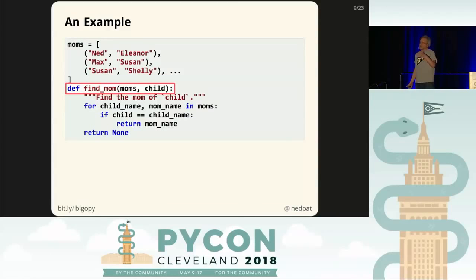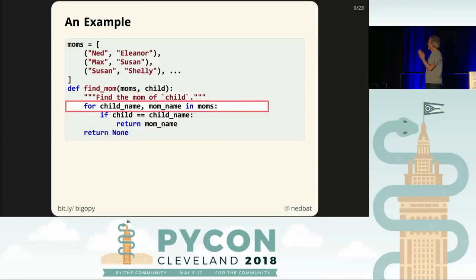Now, if you think about searching through this list, in some runs we'll find it in the first entry. In some runs, we'll find it in the last entry. So on average, in a typical case, we'll find it about n over 2 times. We're going to look through half the list. So if we come down to this line, this loop is going to run n over 2 times. And I'm going to say that there are 3 steps in this loop. We have to get the tuple out of the list, and then we have to assign the child to child name, and we have to assign the mom to mom name. So there's 3 steps, which means that this line is going to contribute 3 times n over 2 steps to our count.